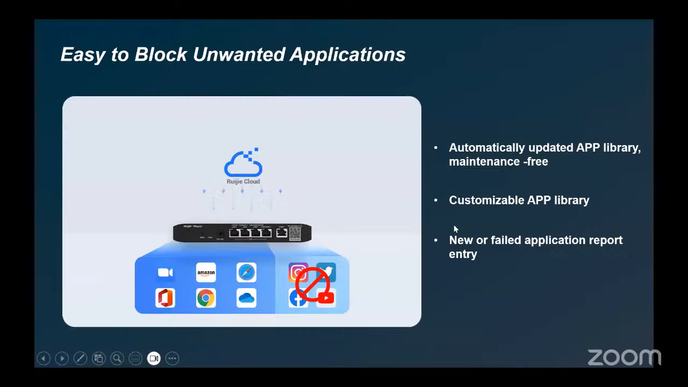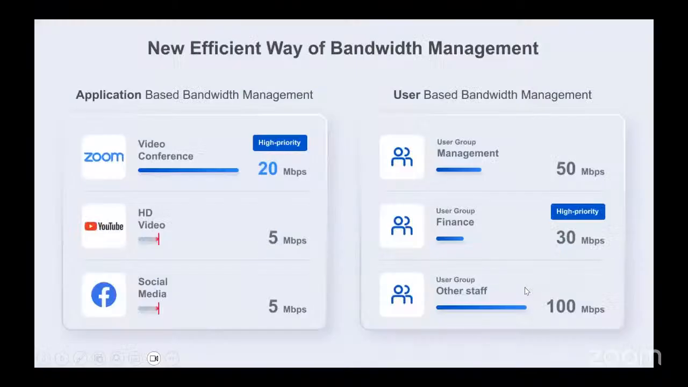As you can see, we can automatically update the library, so you don't have to specify the port or the protocol or the application, because we already have a library. We can choose the application, like Facebook, Twitter, YouTube, so we can filter. We can just select Office applications, for example, and we can block unwanted applications.